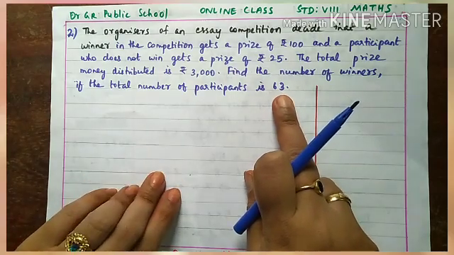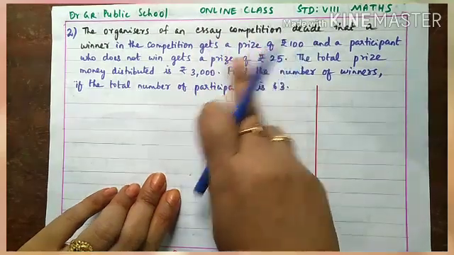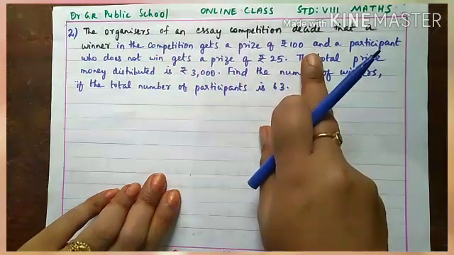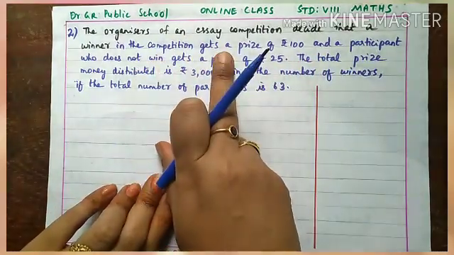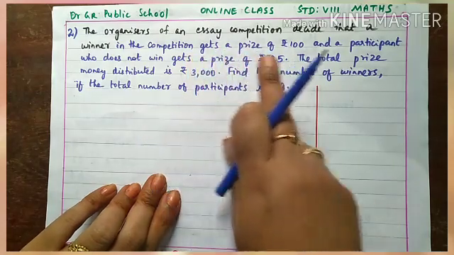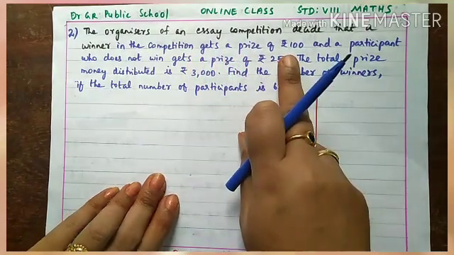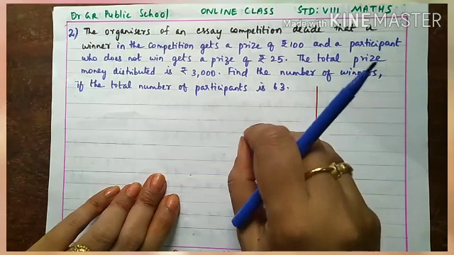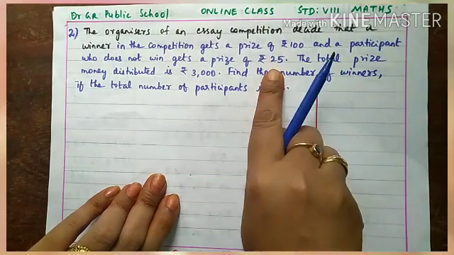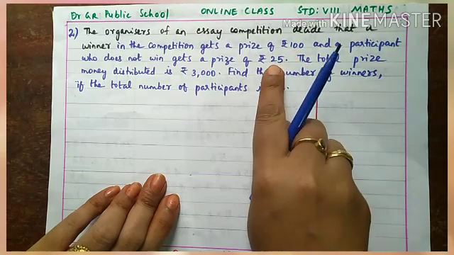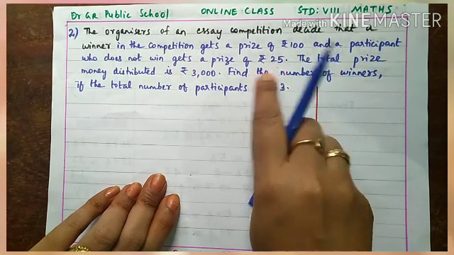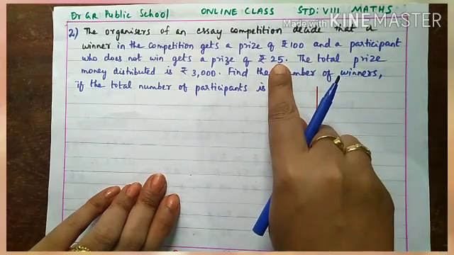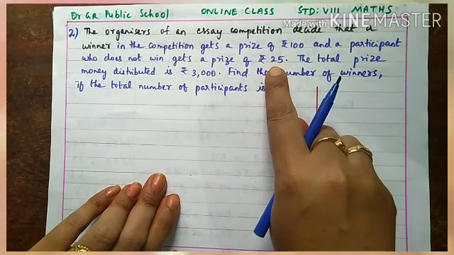You understood the meaning of the question? Here there is an essay competition being held, and the organizers of that competition decided that if anybody is a winner, they will get a cash prize of ₹100, and a participant who does not win, that means if you didn't get the prize also, you are getting a cash prize of ₹25. So winners are getting ₹100 and losers are getting ₹25. So everybody is getting cash prizes. That is the meaning. Winners are getting 100 rupees and those who didn't win are getting 25 rupees.